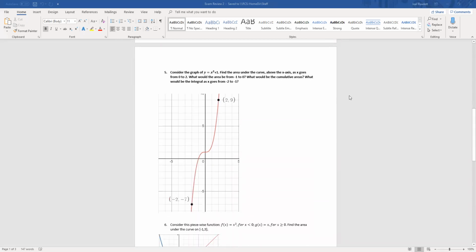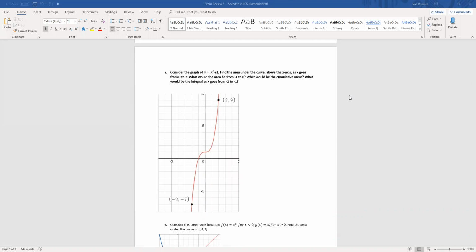Number 5, consider the graph y is equal to x cubed plus 1. Find the area under the curve that's above the x-axis as x goes from 0 to 2. What would the area be from -1 to 0? And then finally, what would be the cumulative areas? And what would be the integral as x goes from -2 to -1?